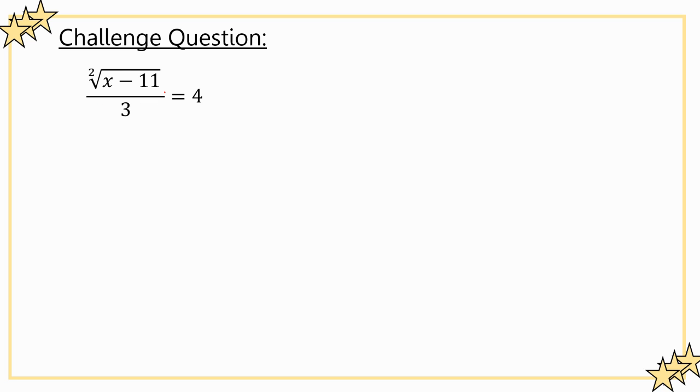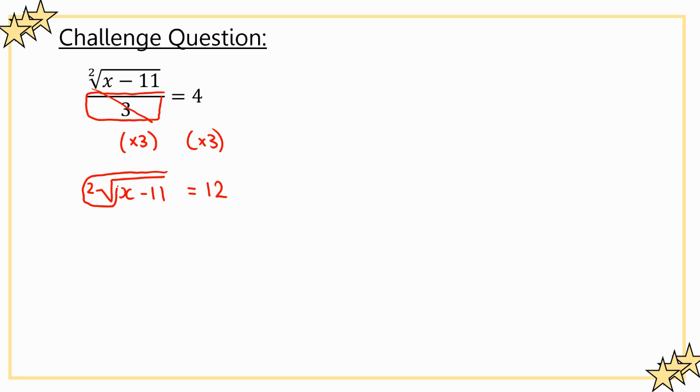Okay, hopefully your first step was timesing by 3 to get rid of this divide by 3. When we times both sides by 3, we end up with the square root of x minus 11 is equal to 4 times 3, which is 12. Now, thinking back to those previous examples, we have to get rid of this square root. How do you get rid of a square root? You get rid of a square root by squaring both sides.